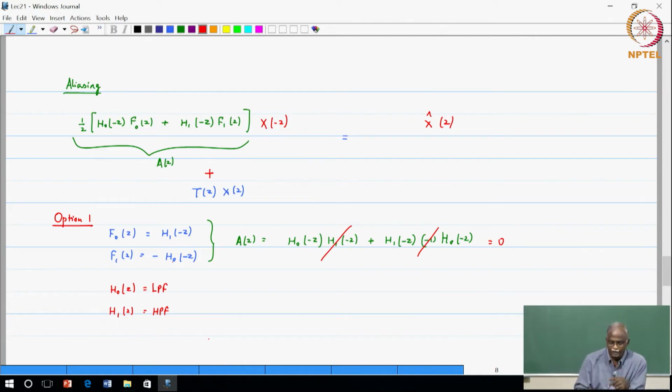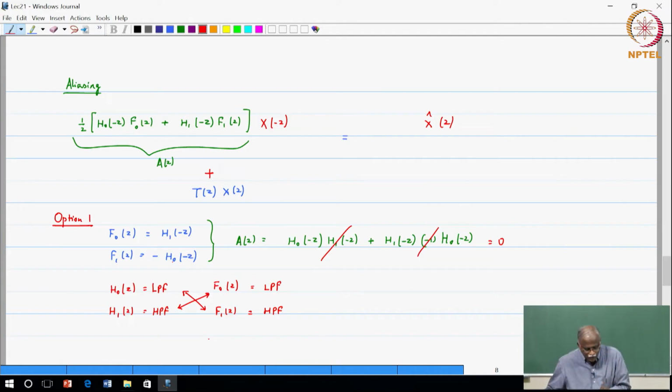Now, does that satisfy? If h1 of z is a high pass filter, h1 of minus z will be a low pass filter. So, no problem at all. So, f naught of z will be a low pass filter. It is not connected to h naught, it is connected to h1, and f1 of z automatically turns out to be a high pass filter, and it is connected to h naught of z. Basically it takes the low pass filter, shifts it, and also adds a phase. Basically minus is a phase term of pi, introduced so that those two terms can cancel each other.